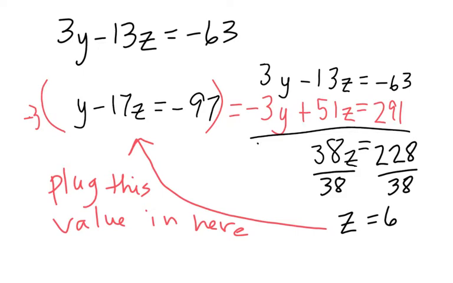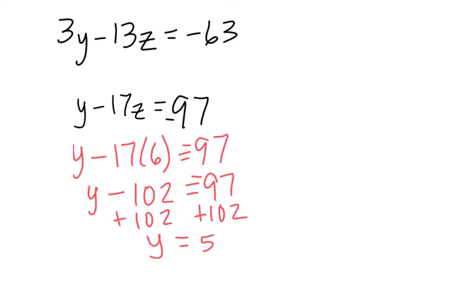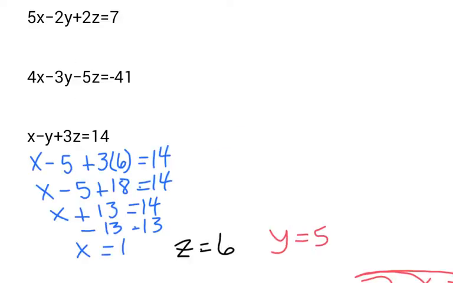Now I'm just going to plug that into one of the equations. I chose the second just because it was a little bit easier, and then solve for y. So I plugged in 6 for z into the second equation here, and you can see I just multiplied the 6 times the -17 and then added the 102 to both sides, and I got y equal to 5. Now I have z is 6, y is equal to 5. I just got to figure out what x is.